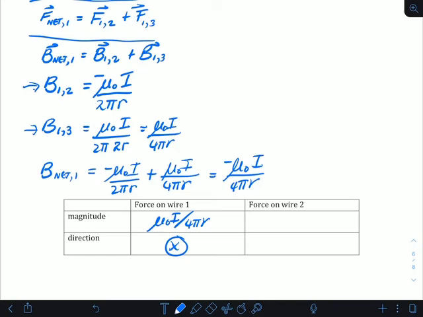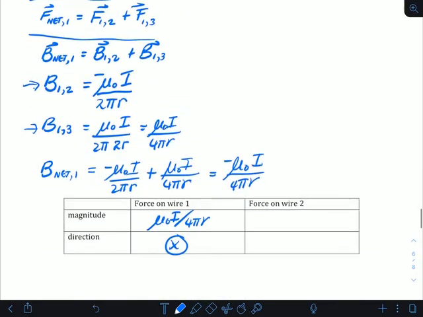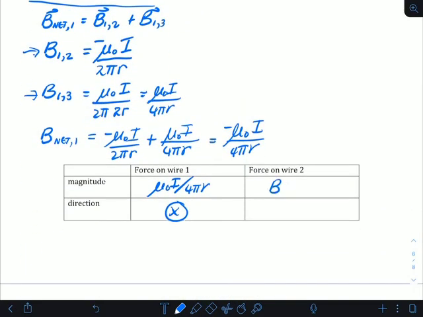Now if I look at the force on wire 2, then notice that at 2, the magnetic field due to 1 is pointing into the page, and then due to wire 3, it is out of the page. And the distance is the same, so those are going to cancel. So the force on wire 2 is going to be 0.